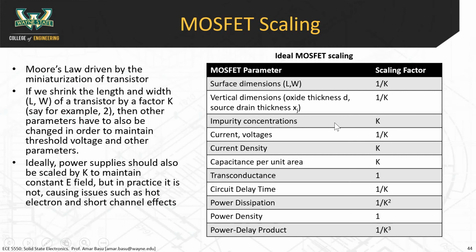The main things that I want you to know about is that the oxide thicknesses and the source drain thicknesses should scale by 1 over K. Impurity concentrations should ideally scale by K, so they should increase as you make the transistor smaller. The currents and voltages go down by a factor of K, but the current densities go up by a factor of K. And the rest of these, don't worry too much about these other ones.